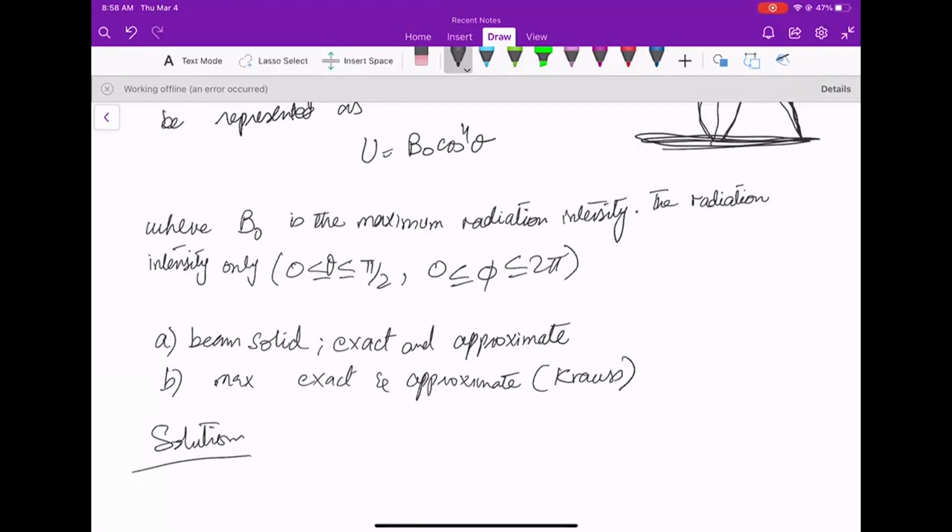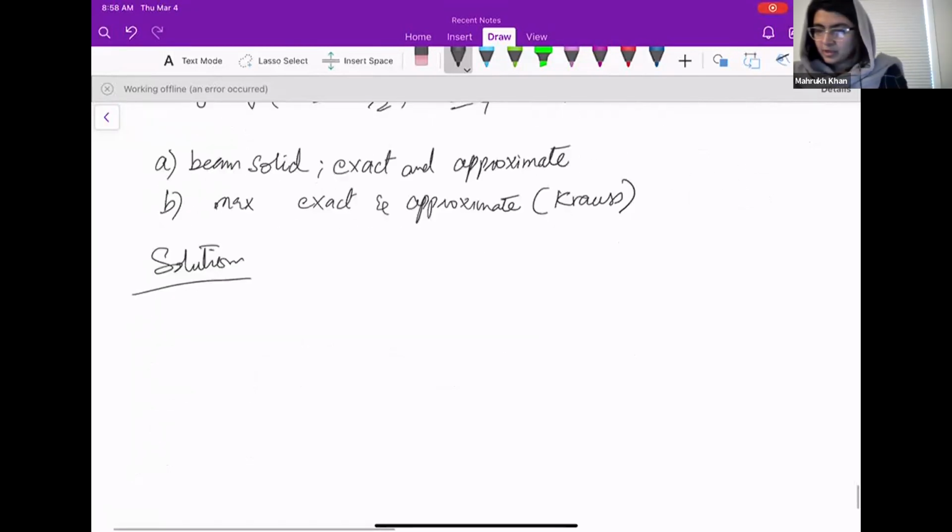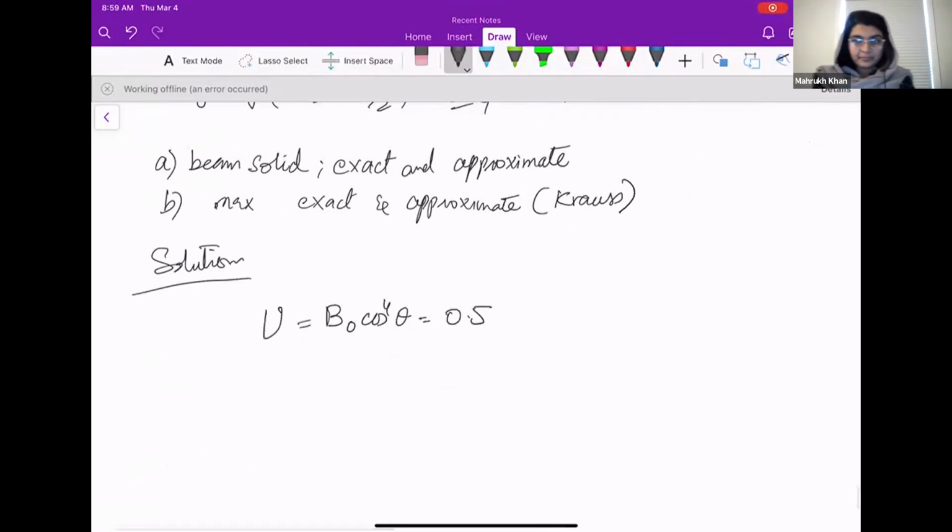Would you set cosine to the 4th power equal to 1/2 to find that angle? Yes, I think you're right. Would you set cosine to the 4th power equal to 1/2 and find that? Yes. So our half power beam width is when your radiation intensity is 1/2.